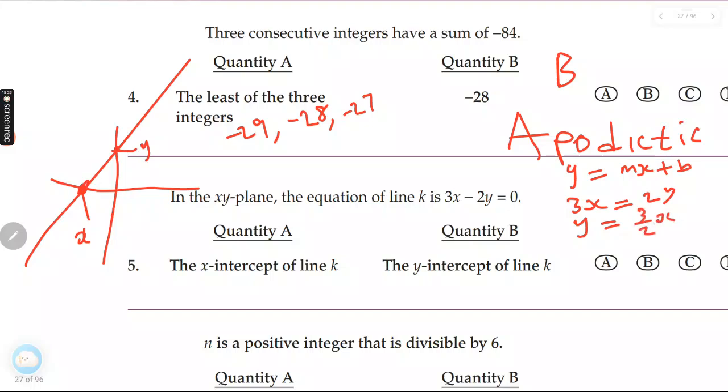You see that when x is 0, y is 0. When y is 0, x is 0. So two of them are equal, because there is no intercept here. The intercept here is 0. The x-intercept here is 0. The y-intercept here is 0. But that just needs understanding of what is going on. So the answer here is C. Both of them are equal.